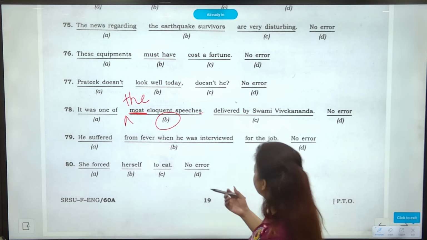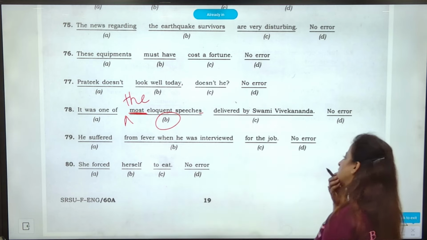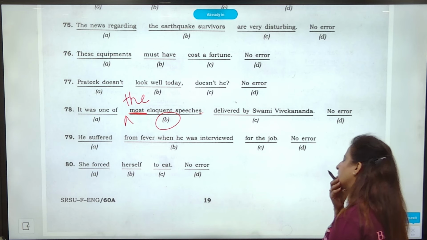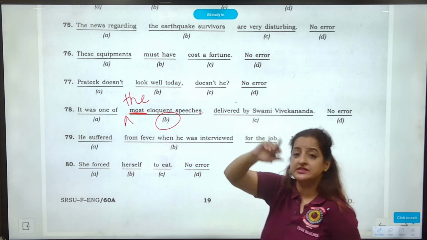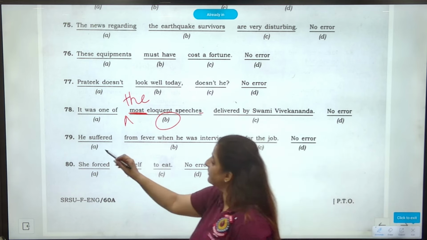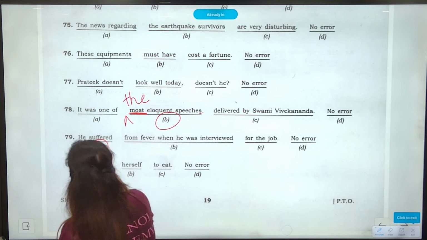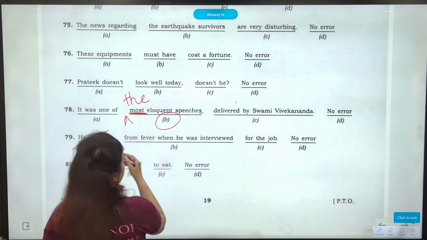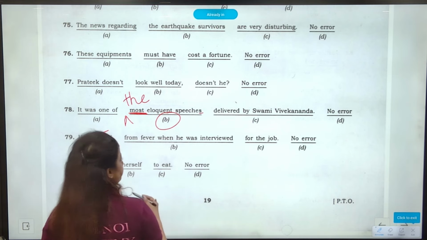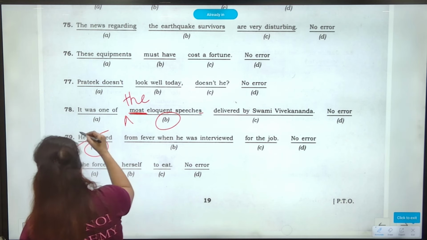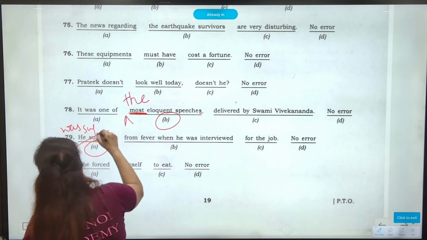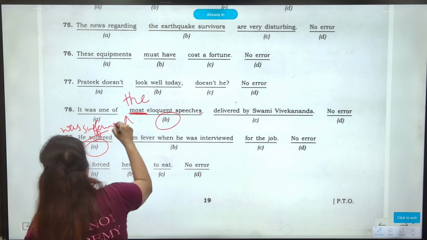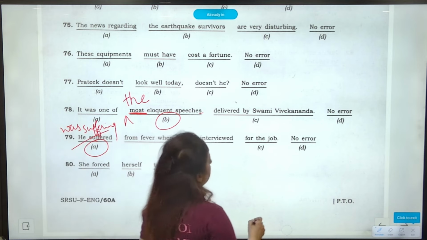He suffered from fever when he was interviewed for the job. पास्ट की बात हो रही है, तो जब उसको जॉब के लिए इंटरव्यू किया गया तब वो फीवर से सफर कर रहा था. It should be he was suffering. A part has a tense error basically. Both the things cannot be in simple past tense. No, it has to be, this is past continuous. He was suffering, he was suffering from fever. उस समय उसको फीवर था when he was interviewed.